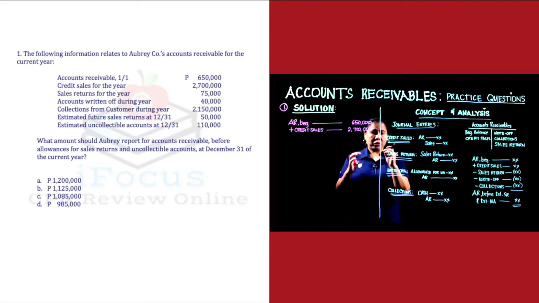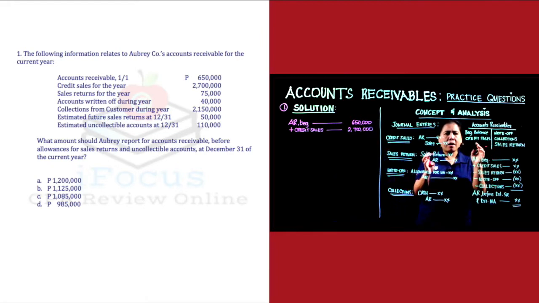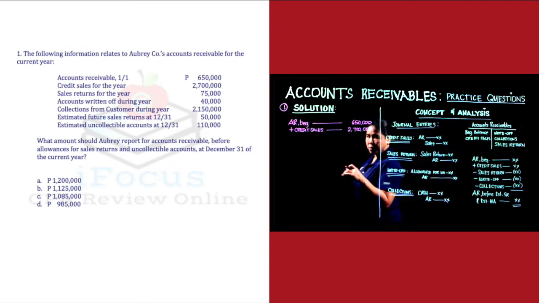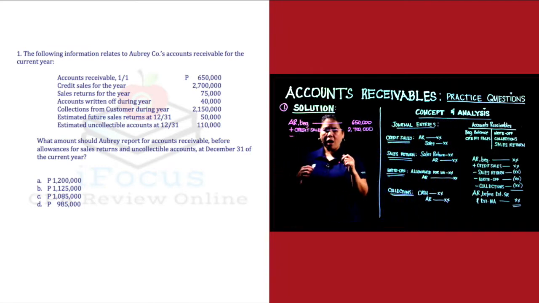Another item is sales return for the year. So, sa sales returns, ang entry natin is debit to sales return and credit to accounts receivable. So, kapag ang transactions na yun ay nasa credit side ng iyong normal balance, minus yan sa ating accounts receivable. So, we minus our sales return for the year of 75,000.